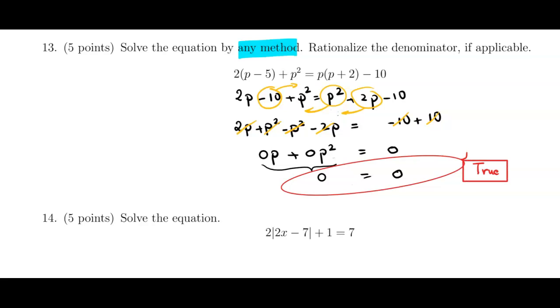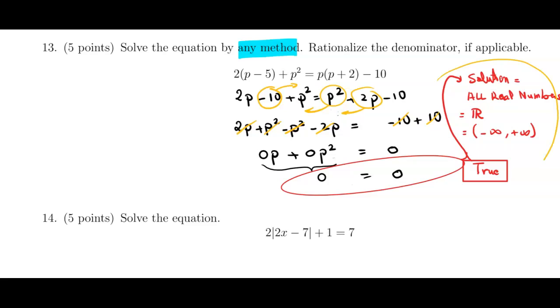So every time I end up with a true statement, this is going to imply directly that the solution will be equal to all real numbers. All right, all real numbers as well, we can notate it as capital R, that's all real numbers, or we can as well write it as minus infinity to plus infinity if you would rather have interval notation. All right, so that's basically it. This is our solution over here. All right, there is nothing else to do.